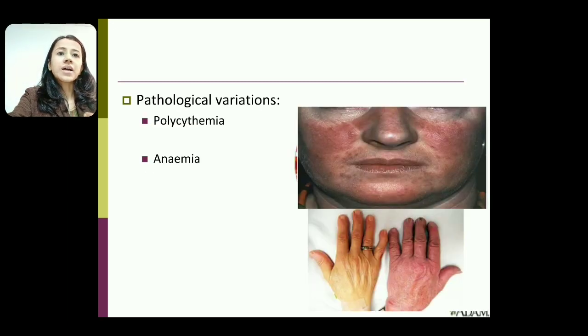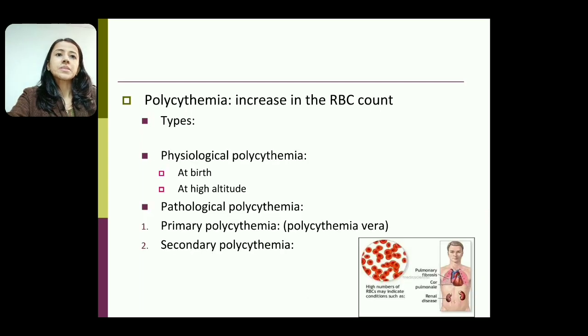Pathological variations in the RBC count. They are polycythemia, that is increase in the RBC count above the normal value, and anemia, that is decrease in the RBC count. Polycythemia is again of two varieties, physiological and pathological polycythemia. Physiological polycythemia, as we have discussed, at the time of birth, count is high, and at higher altitude also physiological polycythemia may occur. And pathological polycythemia again is of two varieties, primary and secondary polycythemia.